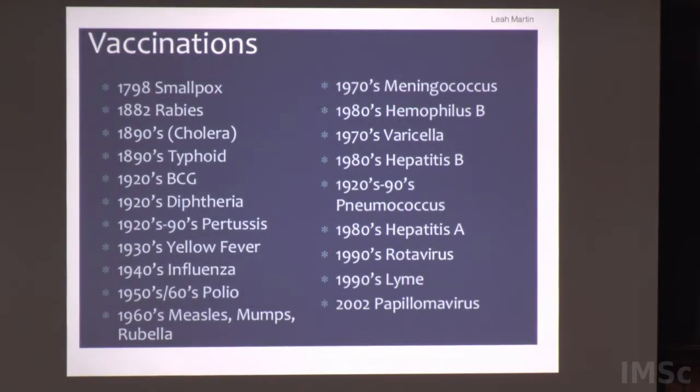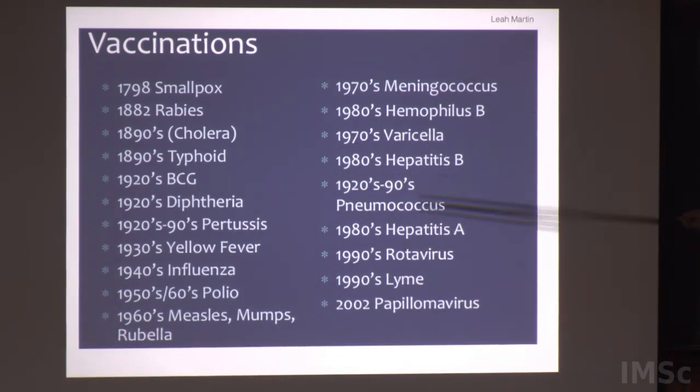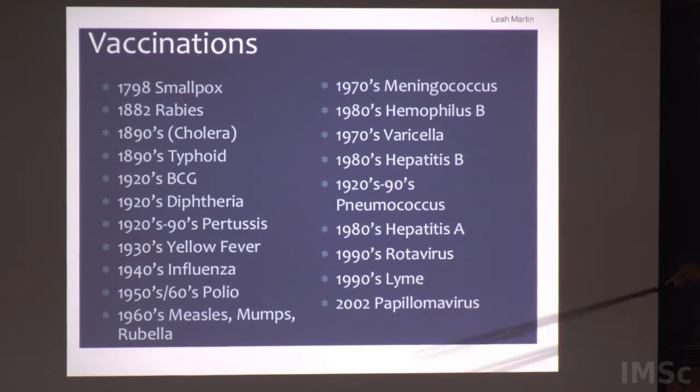Here's the history of vaccinations. 1798 is smallpox, 1882 is rabies. These are all important breakthroughs in our understanding of how to protect people against disease. The rotavirus is important. People at CMC Vellore have been involved in understanding and developing new forms of rotavirus vaccines for children. And Lyme disease, etc. This is also an important one, the papilloma virus. And this is just background information.